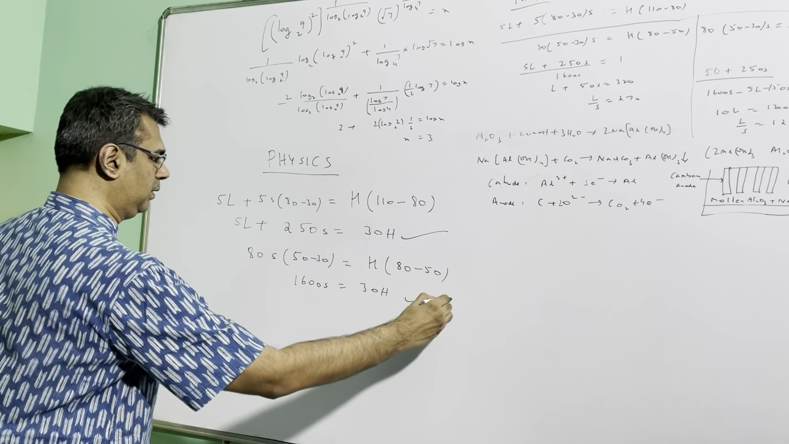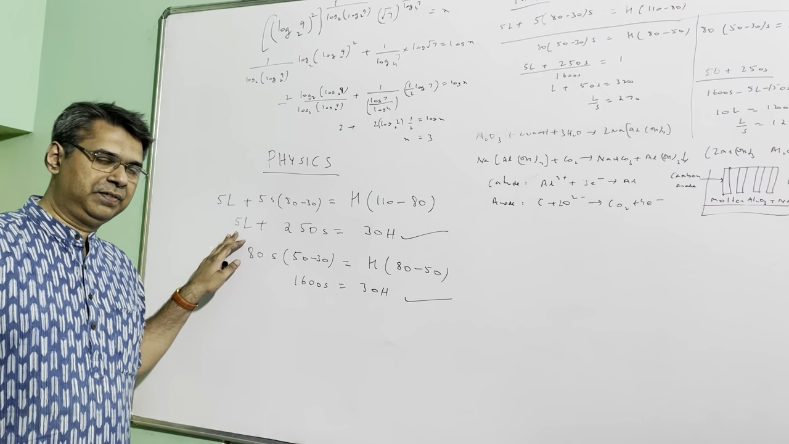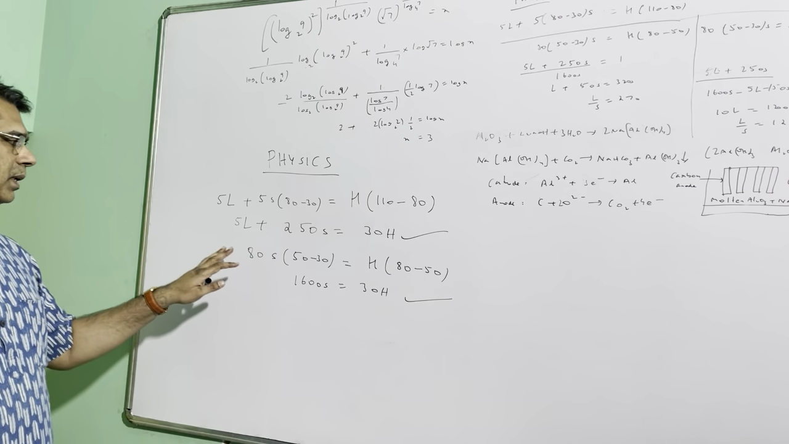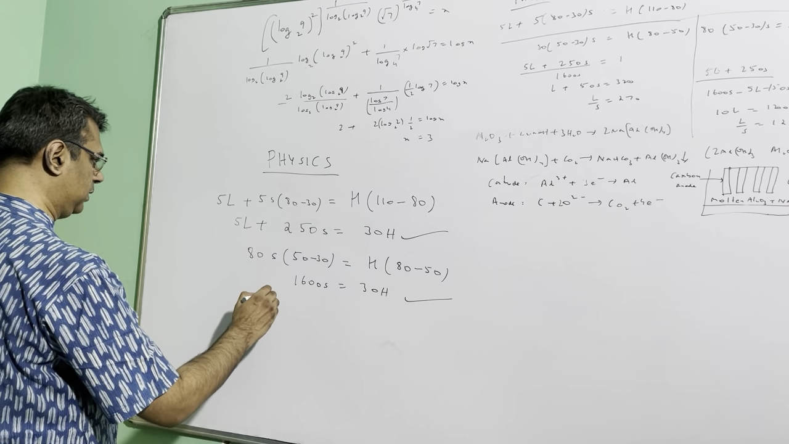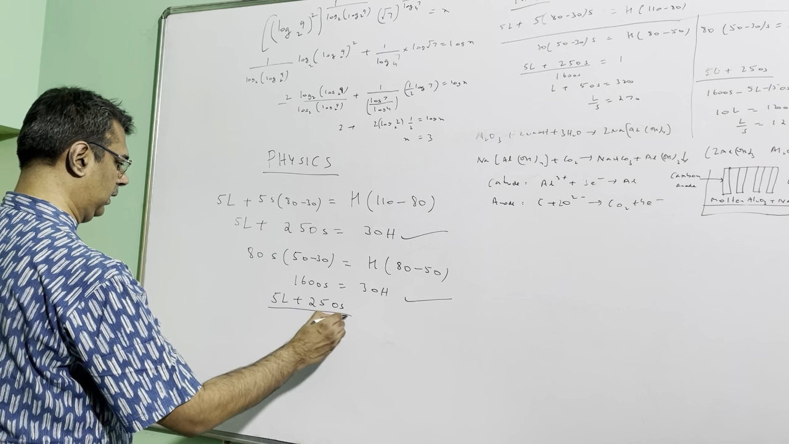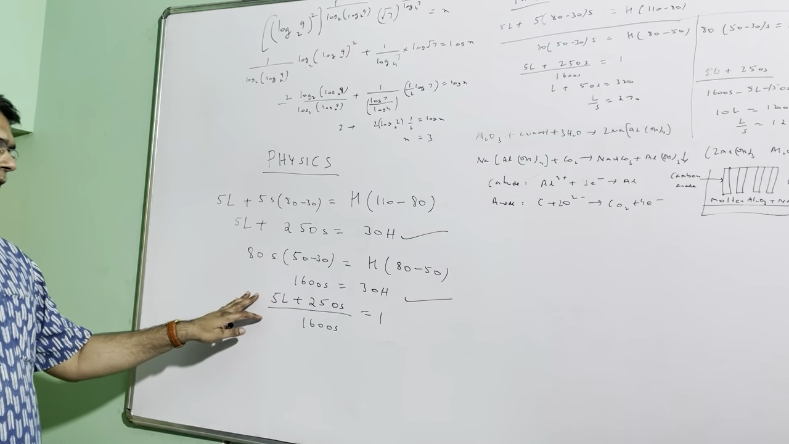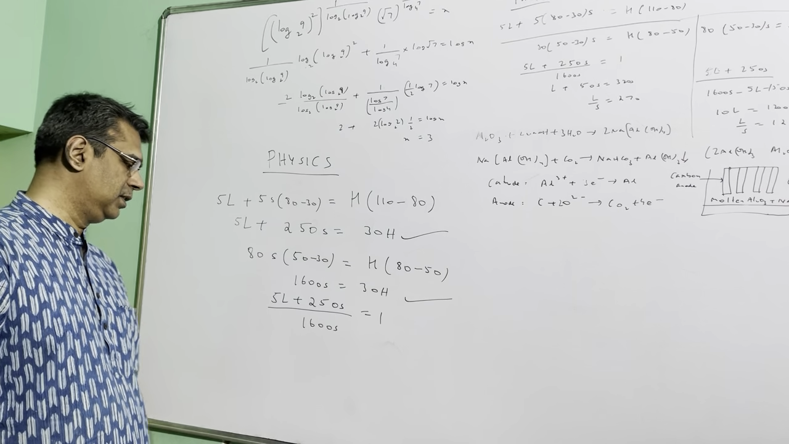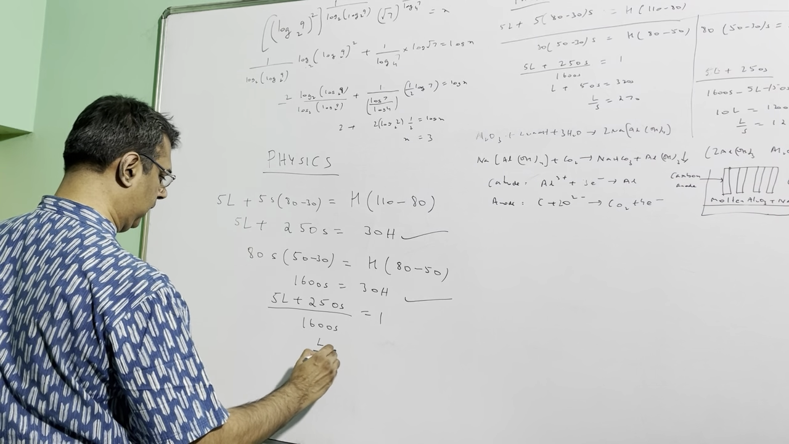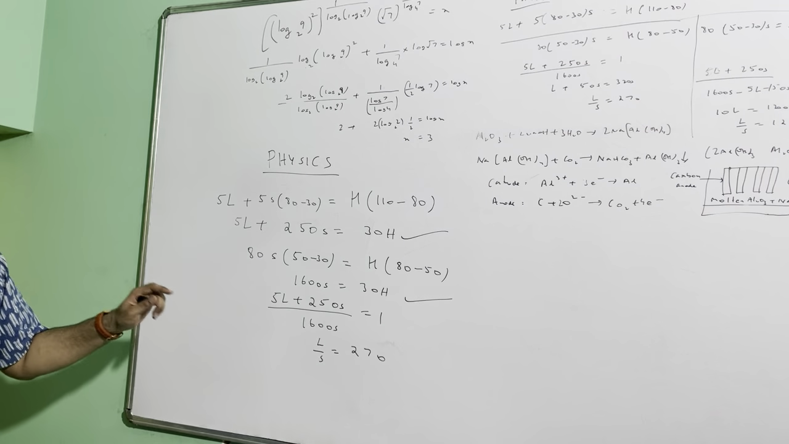So you have two equations with you, right? The first equation is for the first 5 grams of the liquid. The second equation is for the next 80 grams of the liquid. If you compare, which basically means you can just divide these two equations, you will get 5L plus 250S by 1600S is 1, and if you simplify, you will get L by S is 270. So the answer is 270.